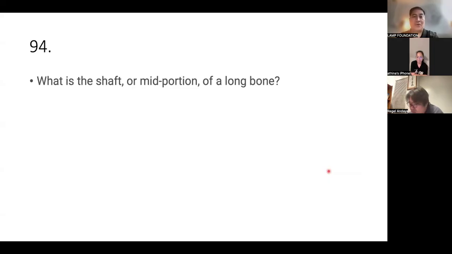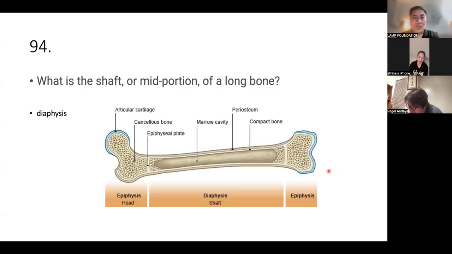What is the shaft or mid portion of a long bone? It's called the diaphysis. So this is the diaphysis, the middle part. Included there are the compact bone, periosteum, and the marrow cavity.